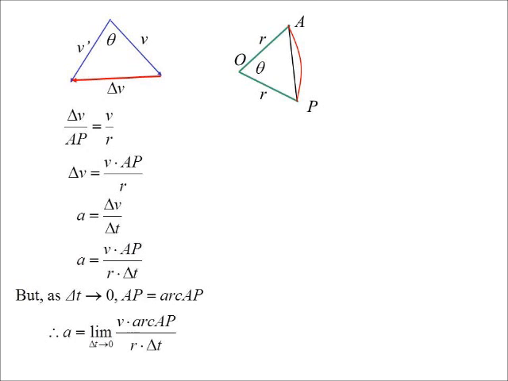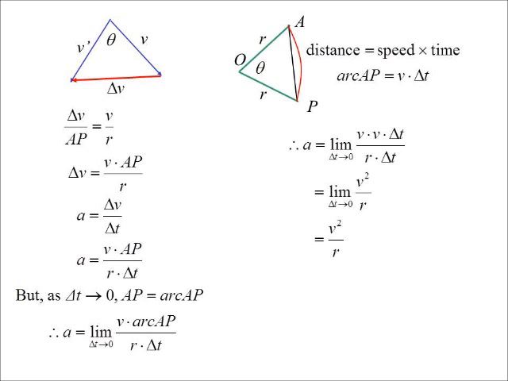So I now can say, well, the acceleration, therefore, would be the limit as the change in time approaches zero, of V times the length of the arc AP over R delta T. But we also know distance equals speed times time, or speed equals distance over time. So arc AP is equal to V times delta T. So subbing that in, the delta T's end up cancelling, and I end up with V squared on R. There is now no delta T in there. So that limit is exactly V squared on R.